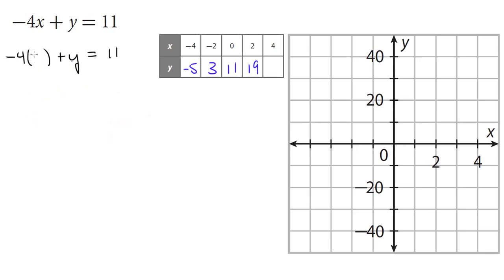And finally, where x is 4, negative 4 times positive 4 is negative 16, plus y equals 11. And when I add 16 to both sides, I get y equals 27.